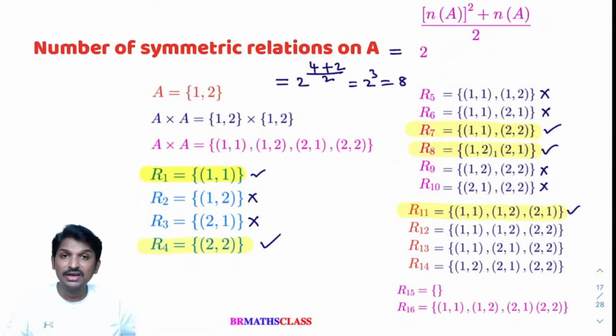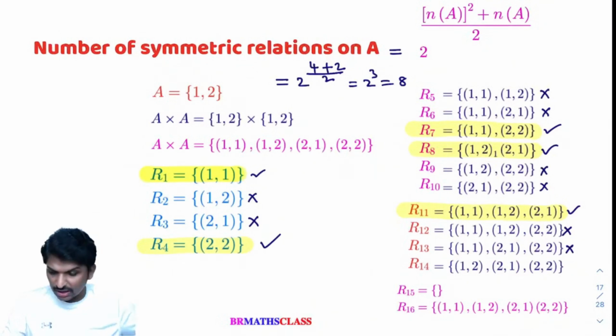Now, listen carefully, please. This one, R12. (1, 2) is present in R12. Is (2, 1) present in this relation? No, (2, 1) does not belong to this relation. Therefore, this relation is not symmetric. R13. In R13, (2, 1) is there. Is (1, 2) present? No, (1, 2) is not present in R13. So R13 is not symmetric.